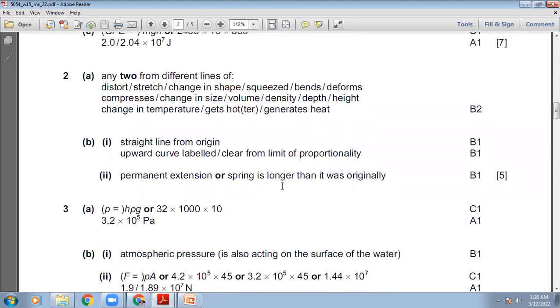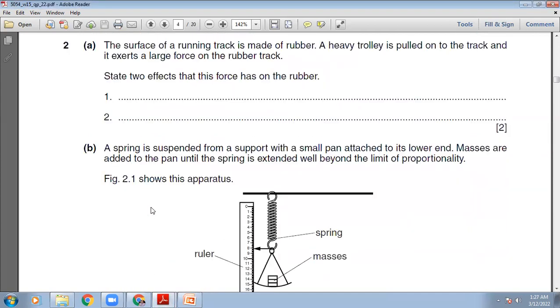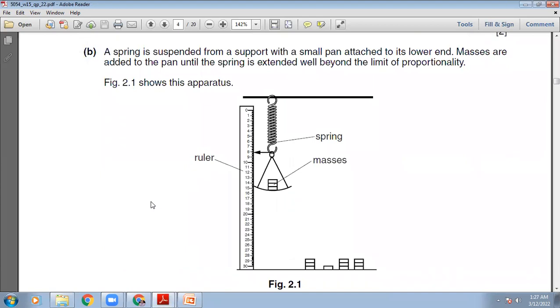It says any two from different lines of distort, stretch, change in the shape, squeeze, bend, deforms, compresses, change in the size, volume, density, depth, height, change in temperature, gets hotter, generates heat. So hopefully you understand. So next question, B part. It says a spring is suspended from a support with a small pan attached to its lower end. Masses are added to the pan until the spring is extended well beyond the limit of proportionality.